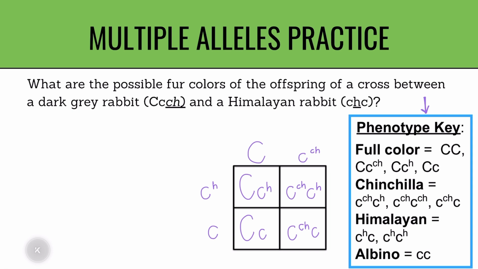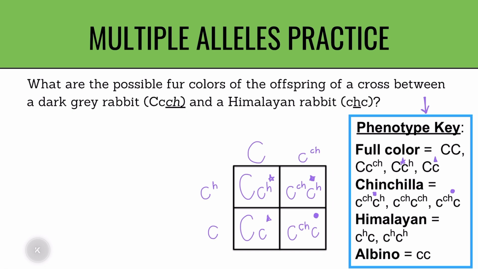All I need to do is hunt for these options on the phenotype key to know what these are. With this one, I see that this matches this option, which is under full color. For this one, I see that it matches this option for full color. Then for this one, it looks like it's this option for chinchilla fur coloration, and for this one, it looks like this option for chinchilla fur.